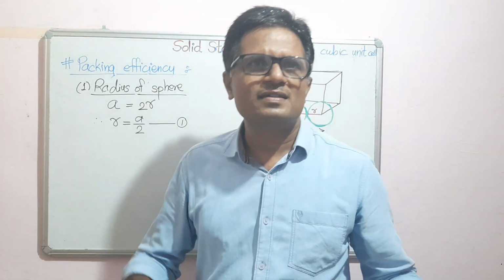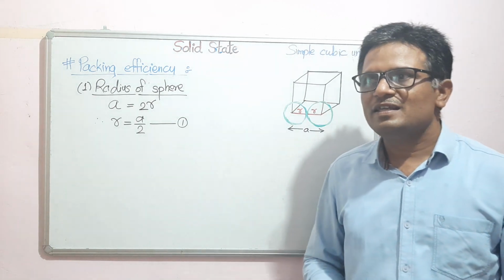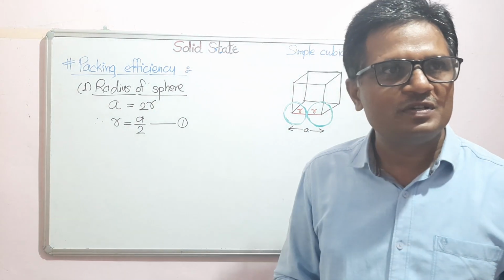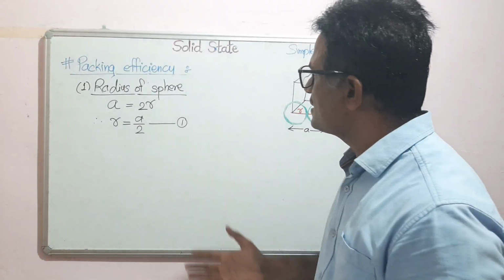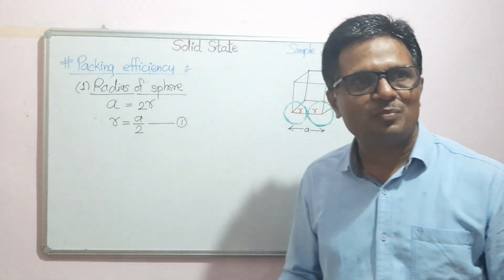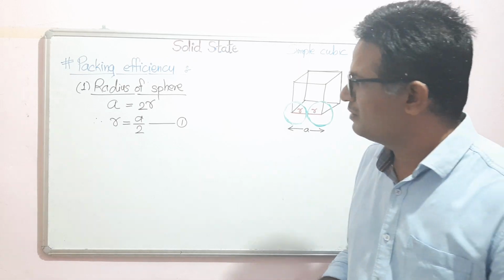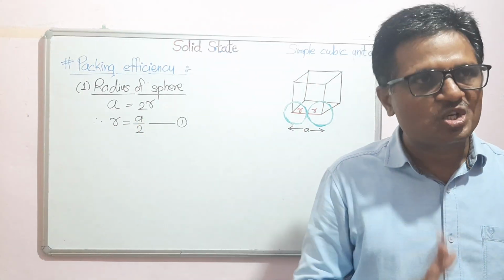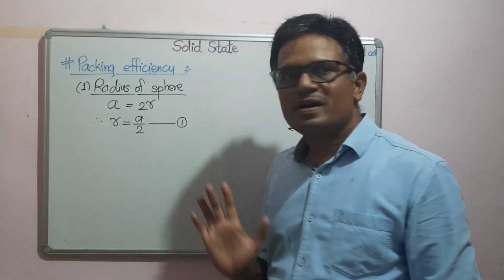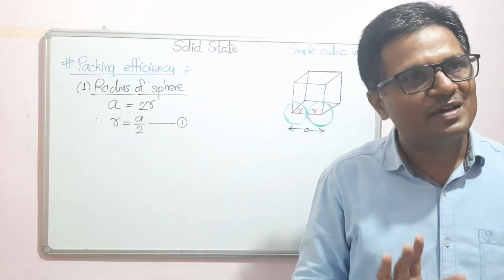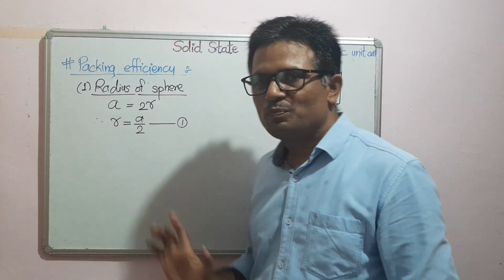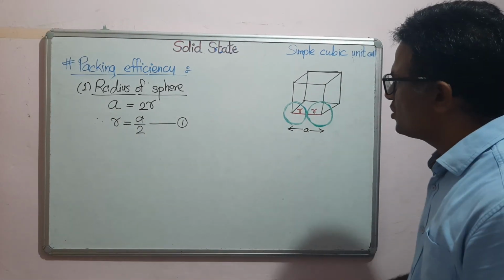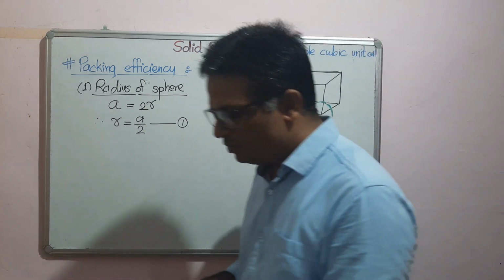A simple numerical may be asked in the examination. Let's say they give you the edge length of a simple cubic unit cell like polonium, and they ask what is the radius of the polonium atom. How do you find the radius? Suppose the edge length is 3 angstrom. So 3 angstrom divided by 2, that is 1.5 angstrom, is the radius of the polonium atom. This way you can find out the radius of the sphere in case of simple cubic unit cell.